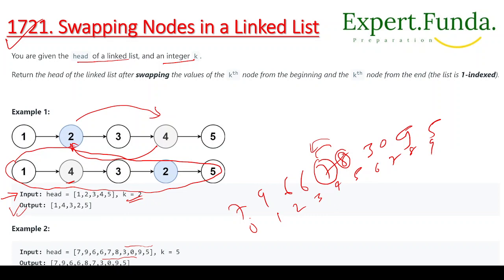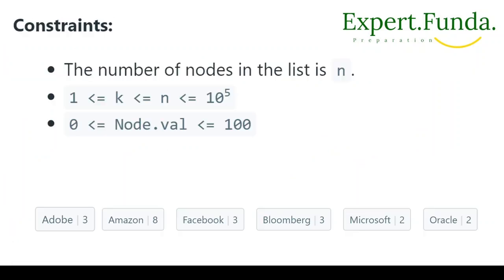So let's continue to understand the swapping. This is actually a very simple problem, and this question has been asked in all the top product based companies. Adobe has asked 3 times, and Amazon, Facebook, Bloomberg, Microsoft, Oracle. These top companies have asked this question, so you have to focus on the given constraints and the question statement.